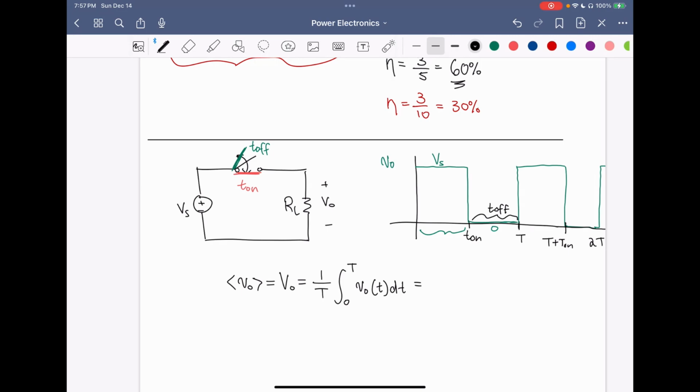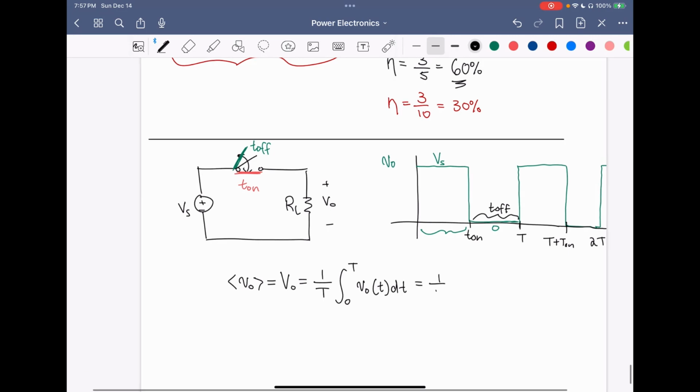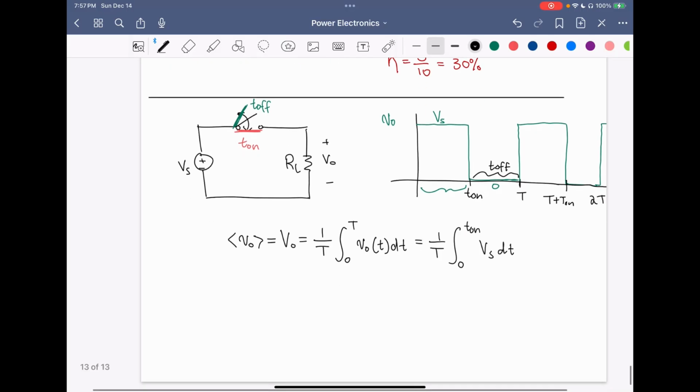And just simplifying this integral, because it's 0 during the T off period, we have 0 times T on, and then the integral from 0 to T on of Vs dt. So this is going to give us 1 over T times Vs times T on.